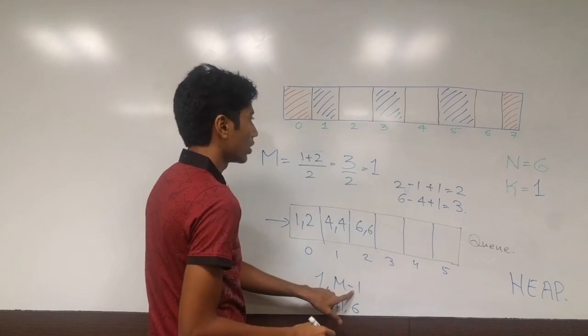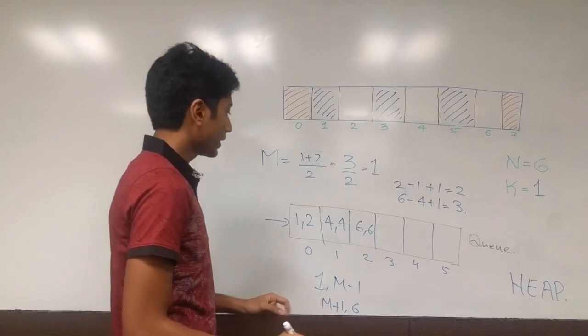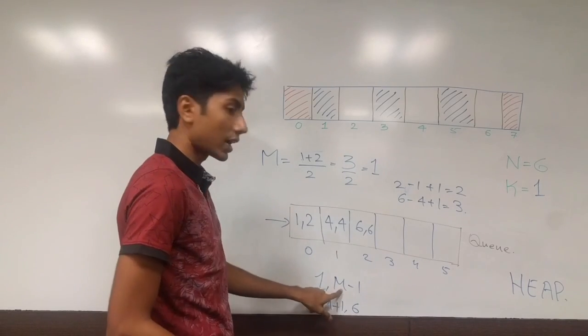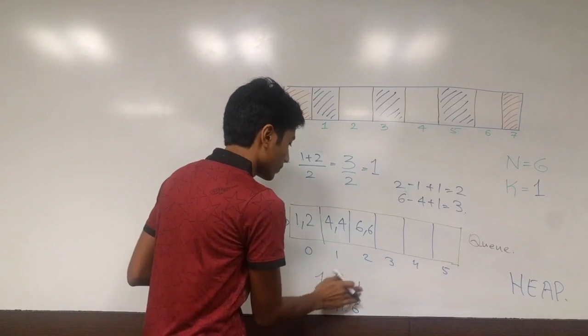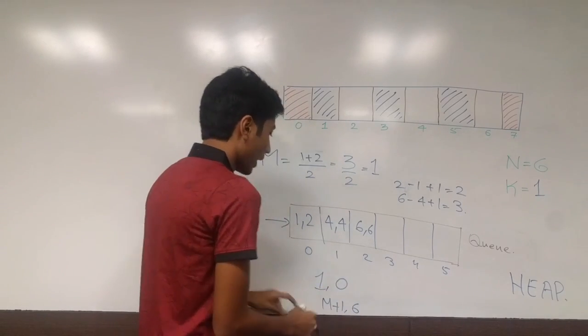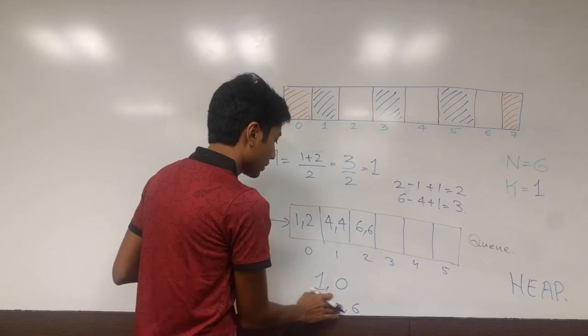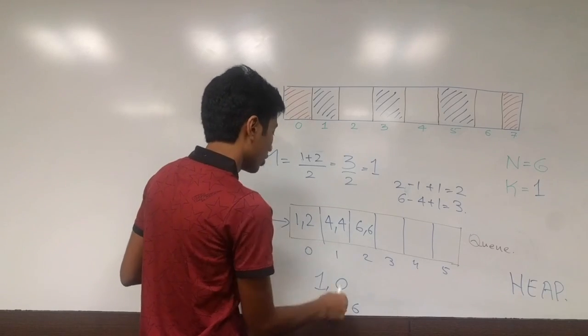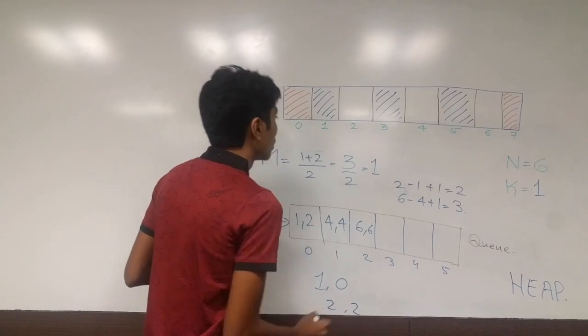1, m minus 1, what does that give you? It gives you 0. So if the middle is 1, and 1 was the starting, so this becomes 0. And the second segment becomes 1 plus 1, which is 2. And 1,2 was what you had, so this is 2,2.